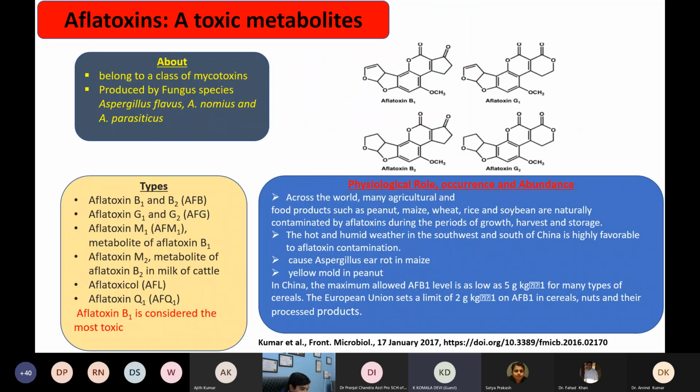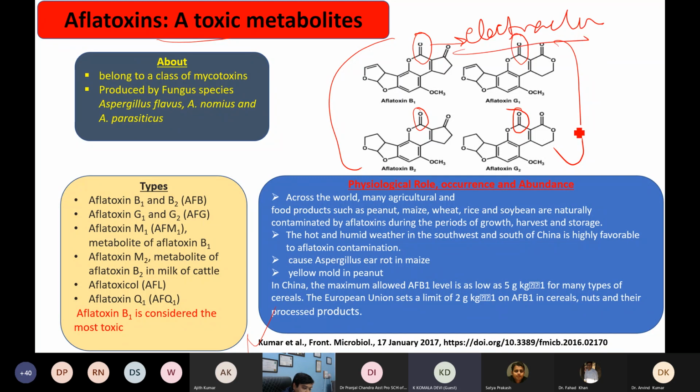Now I'll give you one example, aflatoxin. It is a toxic metabolite. These are its chemical structures. The important thing is what? See these groups, these are the carbonyl groups, right? This is the reference for this one. These groups make it electroactive.